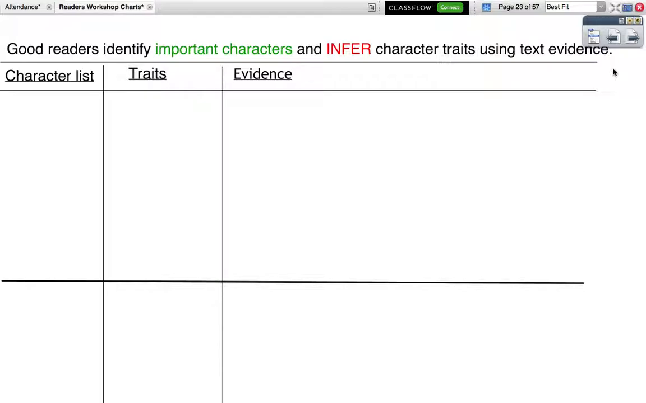So we're going to practice that today with Sweet Clara and the Freedom Quilt. Okay, remember we've read it once, so we're going to read parts of it again. We're going to list the characters, or not all of them, just the important characters, their traits and the text evidence.